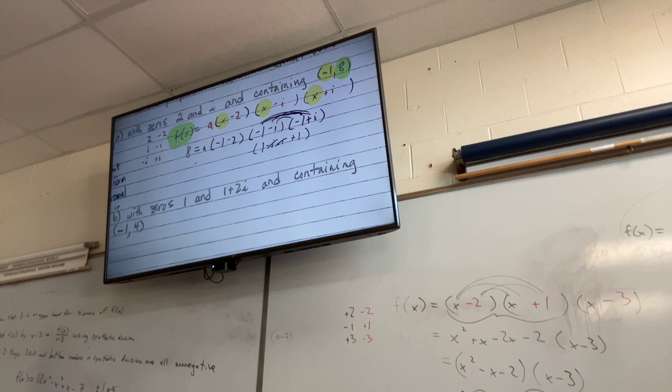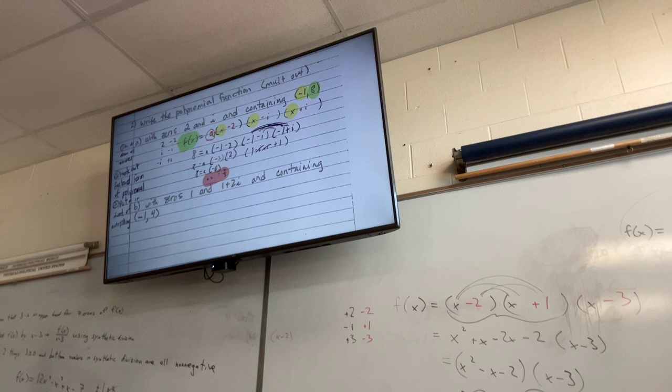Okay, so we're going to have 8 equals A times negative 1 minus 2, which is negative 3, times 2. Or 8 equals A times negative 6. Or A equals negative 4 thirds. So that's our A right here that we can plug in. So we found our A.